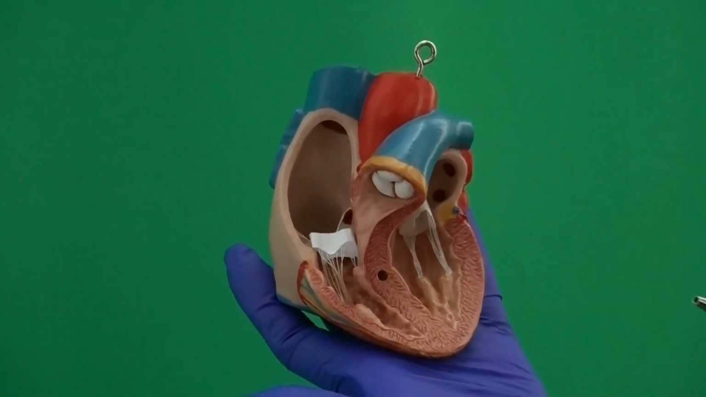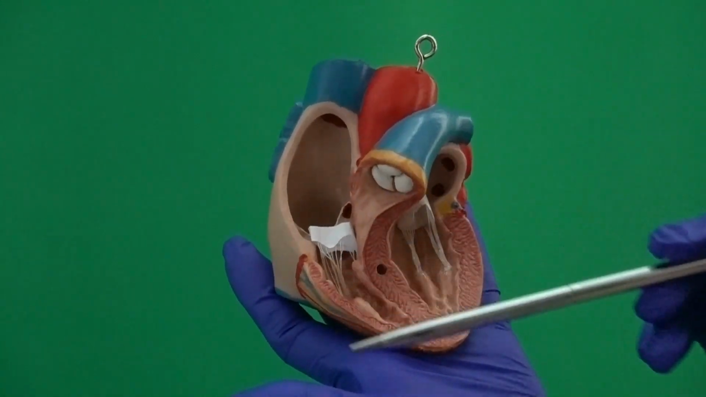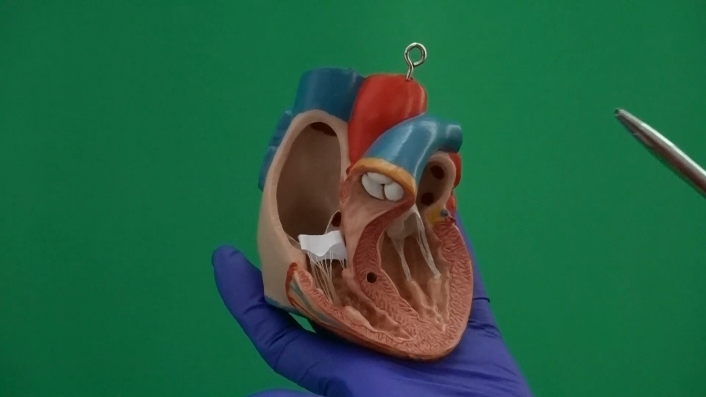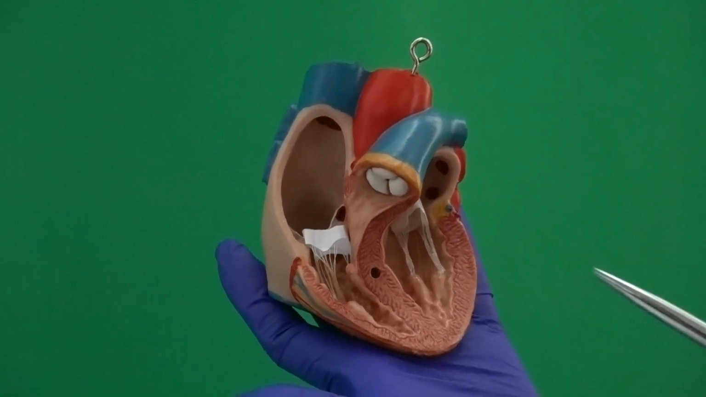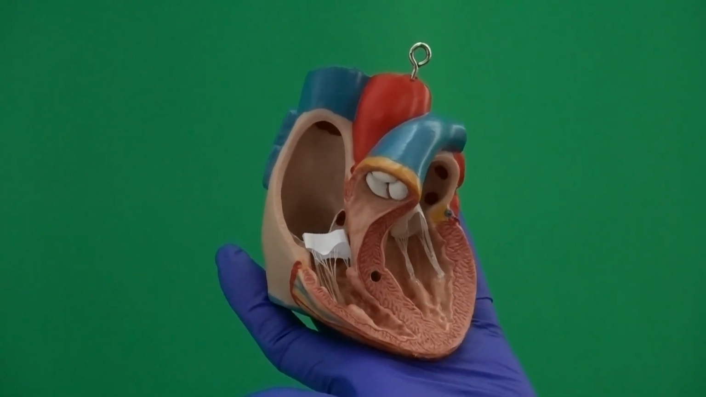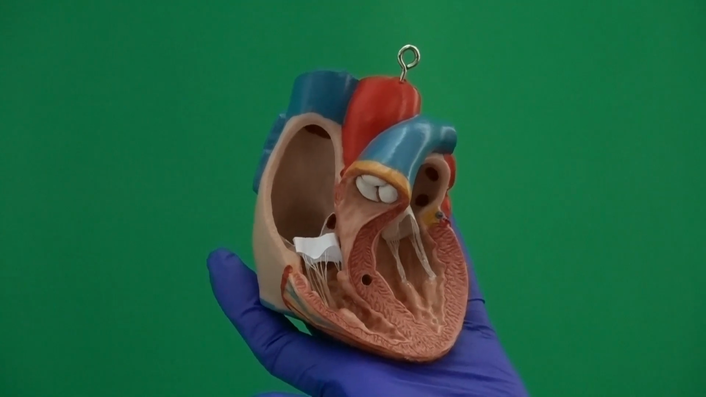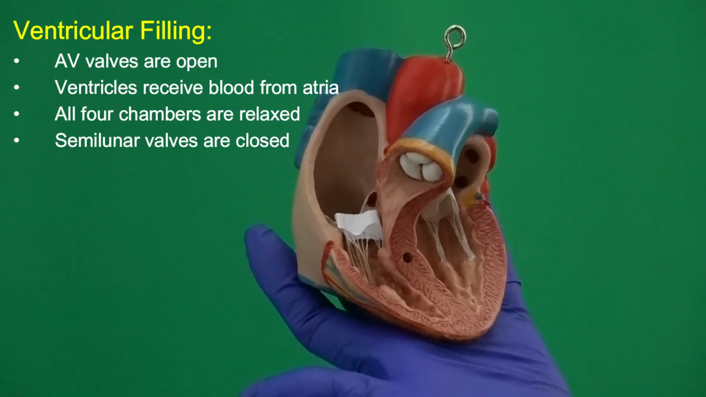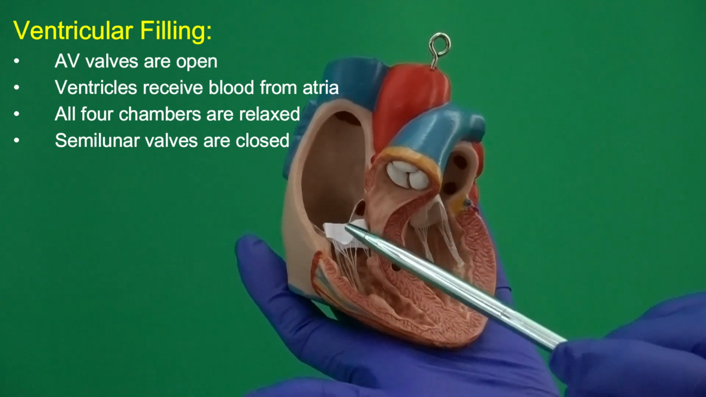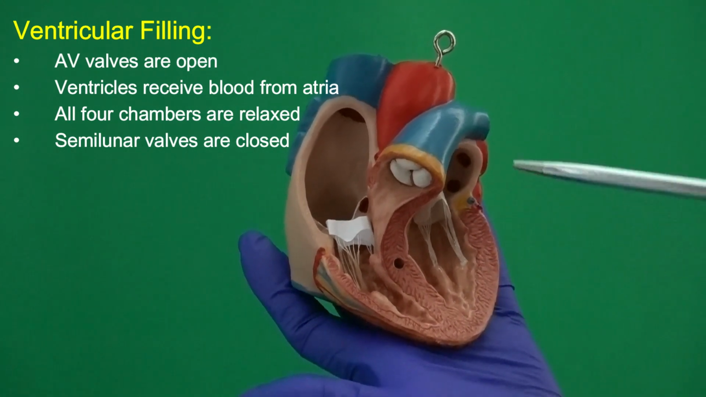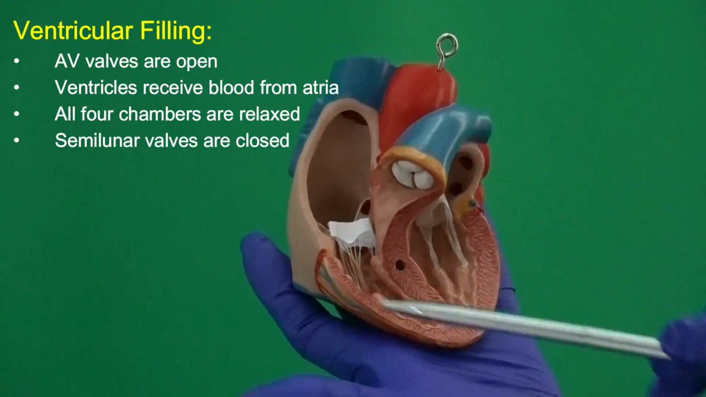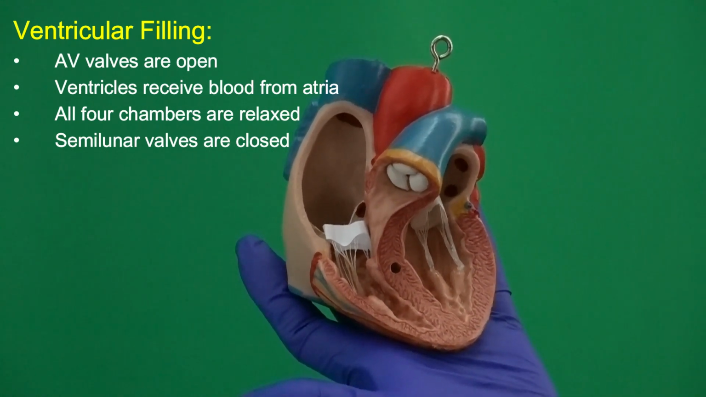During this phase, please note the entire heart is relaxed. None of the chambers is contracting. During this phase, ventricles receive the most amount of blood from atria. We name this phase ventricular filling. So I start with the ventricular filling. Both AV valves are open. Blood flows from atria into the ventricles, and the entire heart is relaxed.